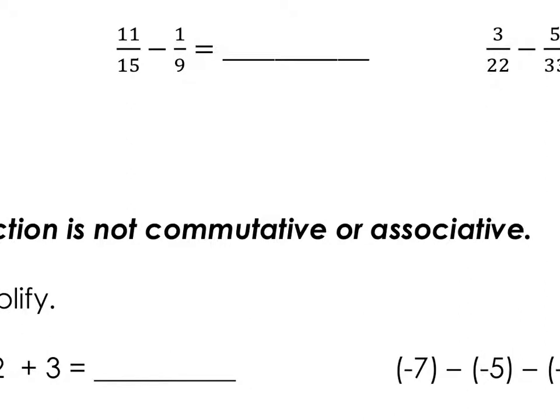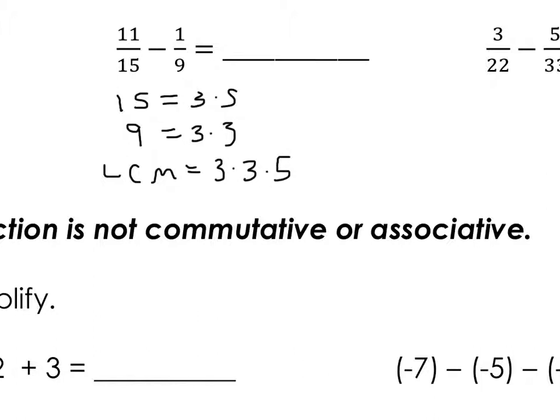11/15 minus 1/9. Even when we're subtracting, we still have to have a common denominator. So we have 15 is 3 times 5. 9 is 3 times 3. Our least common multiple is 3 times 3 times 5. 45. So that's our common denominator.